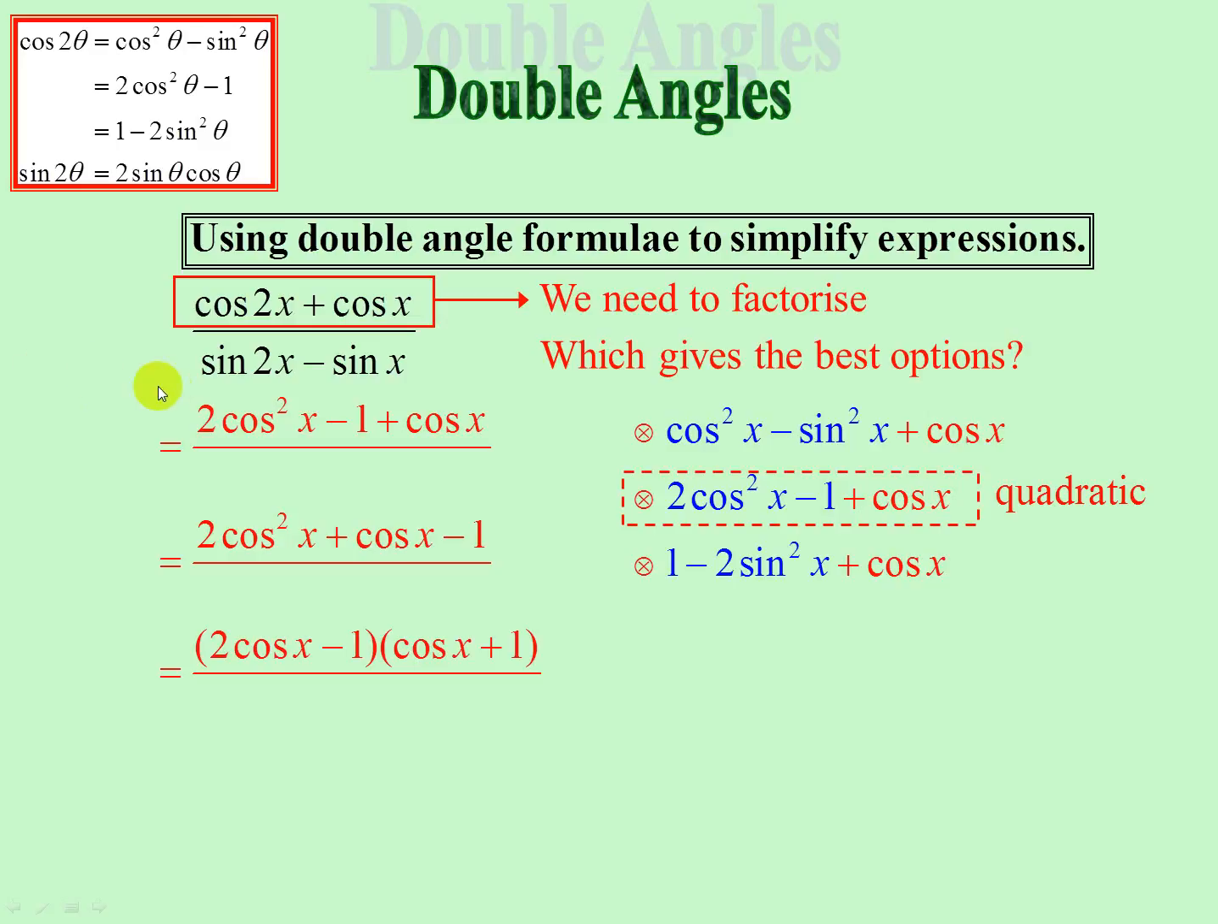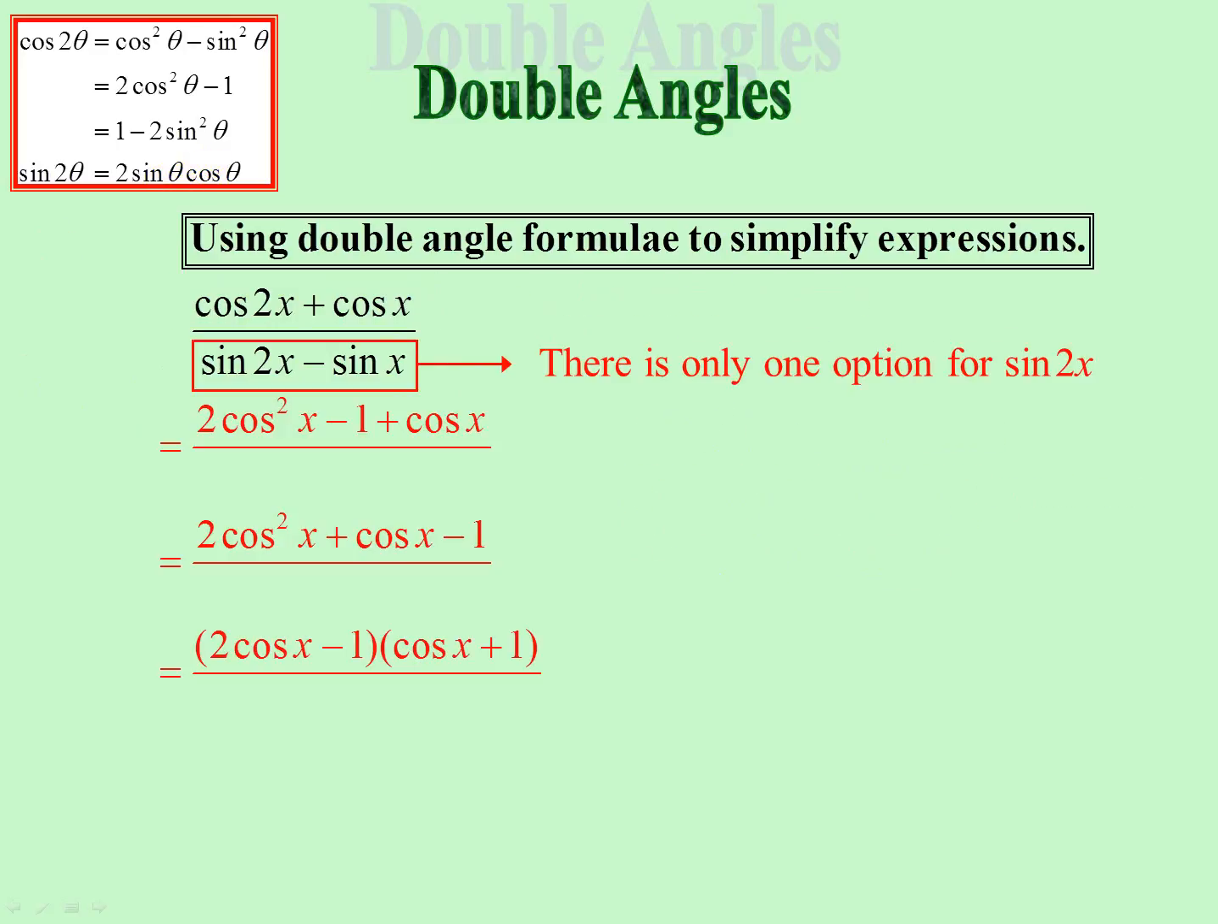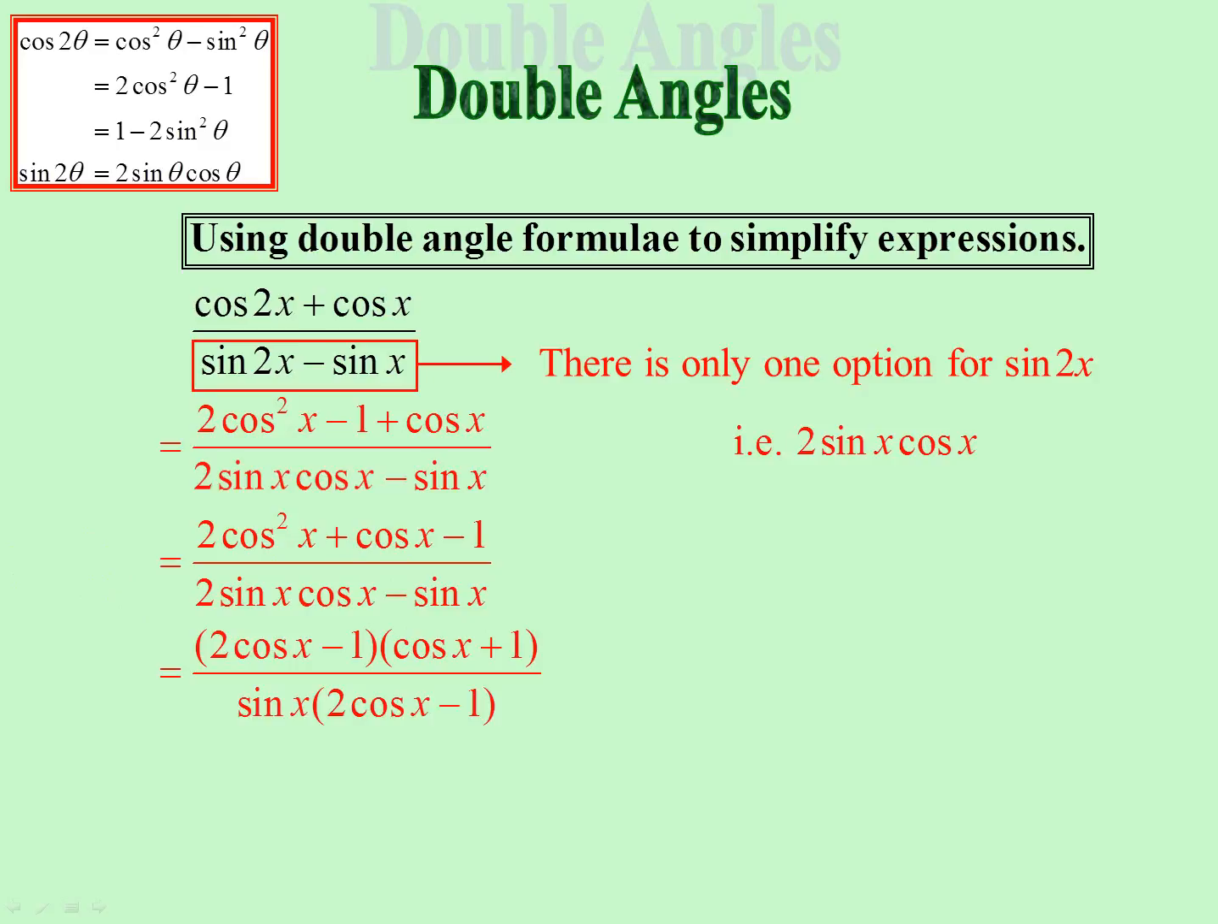Bottom line, well, I need to reduce that cos to sine 2x. There's only one option. So therefore, we put it in there. Now we have the algebraic step. I hope you notice there's a common sign, and top and bottom, we have a common factor of 2 cos x minus 1. It's gone.